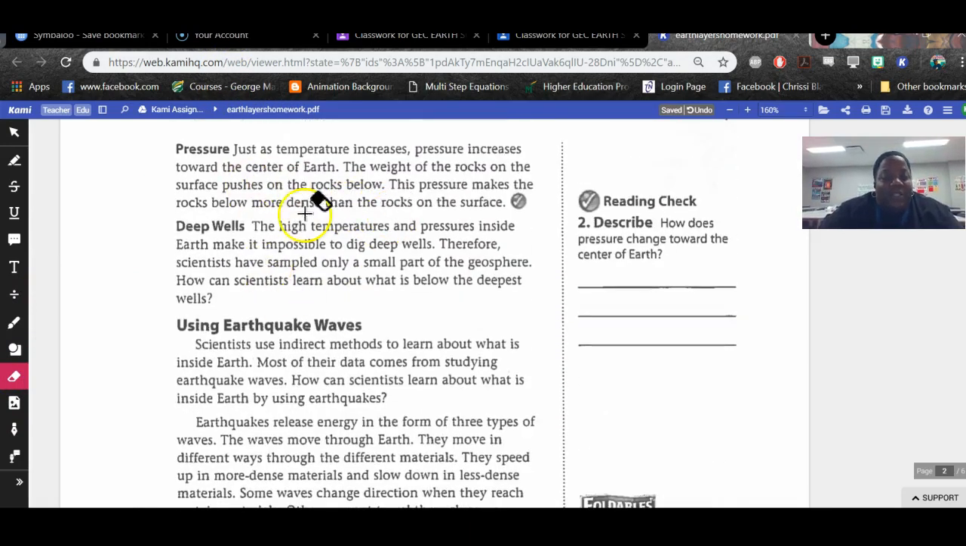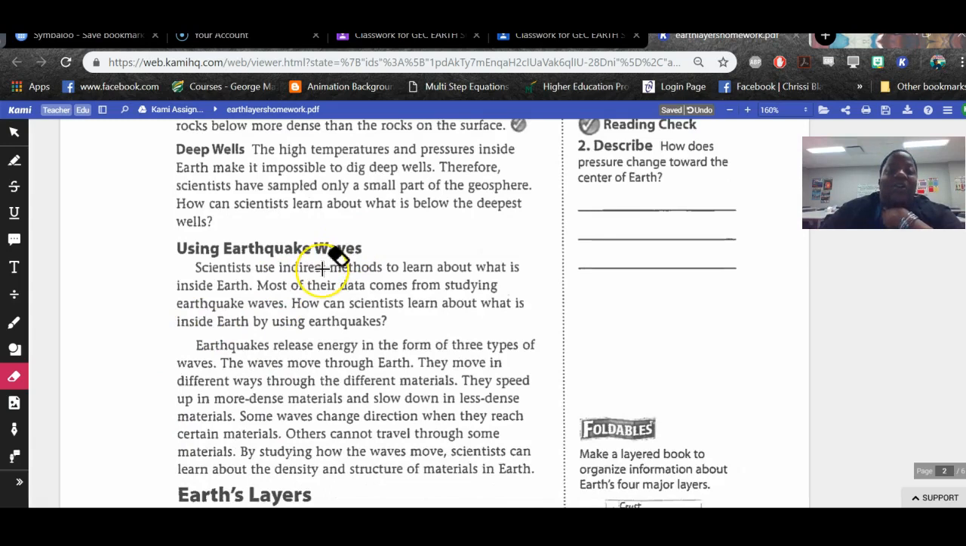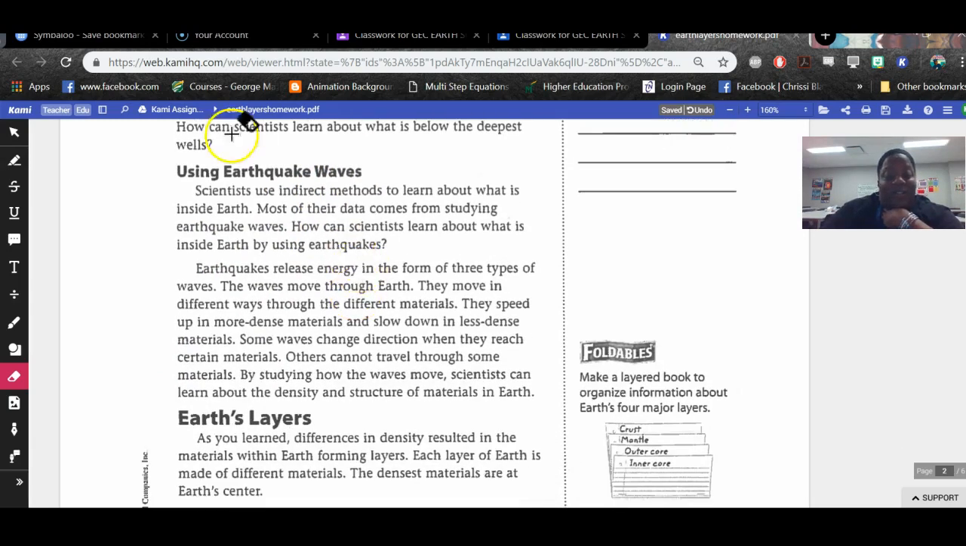So now let's go down to deep wells. The high temperature and pressure inside Earth makes it impossible to dig deep wells. Therefore, scientists have sampled only a small part of the geosphere. How can scientists learn about what is below the deepest wells? Using earthquake waves. That's how they learn.